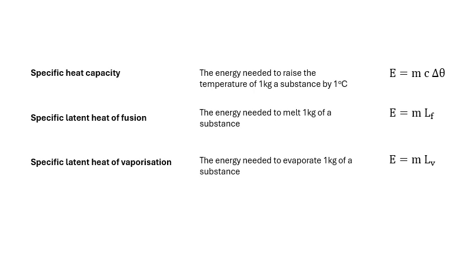Specific latent heat of fusion, that's the energy needed to melt a kilogram of a substance. And then the specific latent heat of vaporization is the energy needed to evaporate a kilogram of a substance. And that's just E equals ml. And it's either Lf, which is fusion, or Lv, which is vaporization. So these are the 3 properties we need to know.